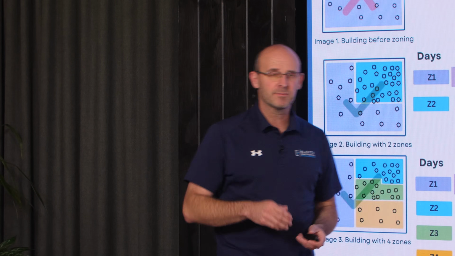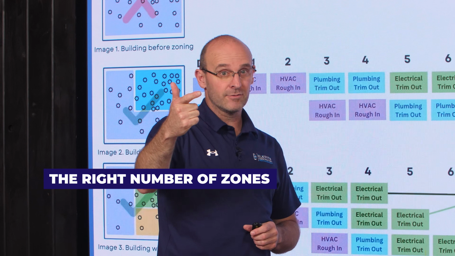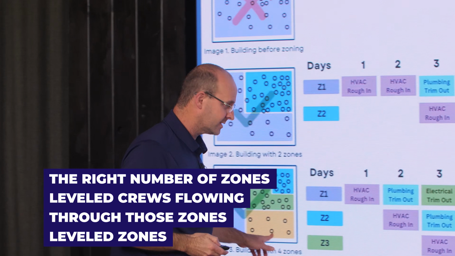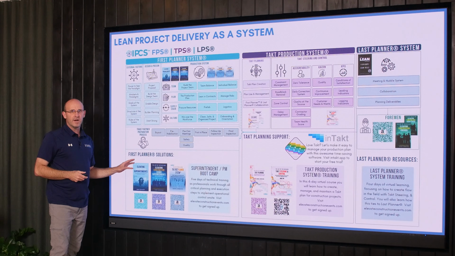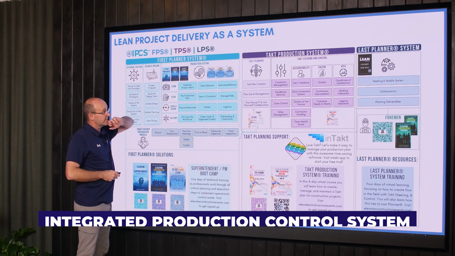This is the base of takt planning. We must have the right number of zones. We must have leveled crews flowing through those zones, and we must have leveled zones from a work density standpoint. This is why we teach the integrated production control system as a system.